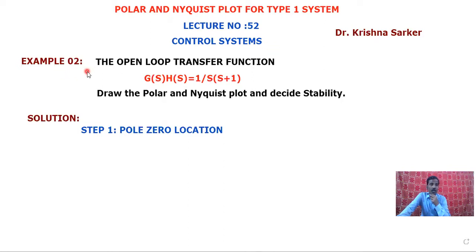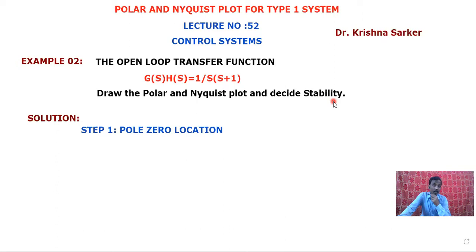Example 2: the open loop transfer function G(s)H(s) equals 1 by s into (s plus 1). Draw the polar plot and Nyquist plot and determine the stability of the system. Stability means open loop and closed loop stability.